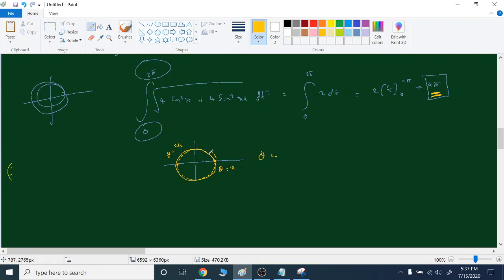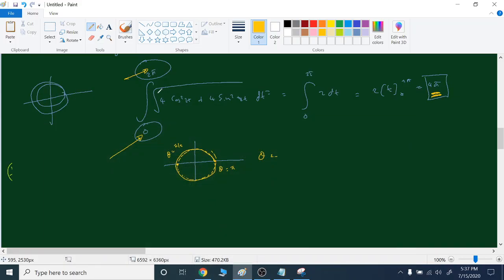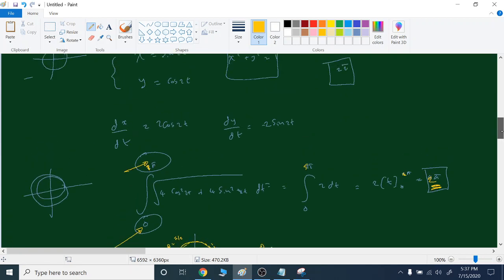Therefore, we must be careful when you assign these values. Although you have the picture like this, you should be careful about the number of times that it travels. Okay, so if you need to get the correct answer here, you should have pi as the upper limit. Then you will get 2 pi as the answer. That means the length of this curve, right?